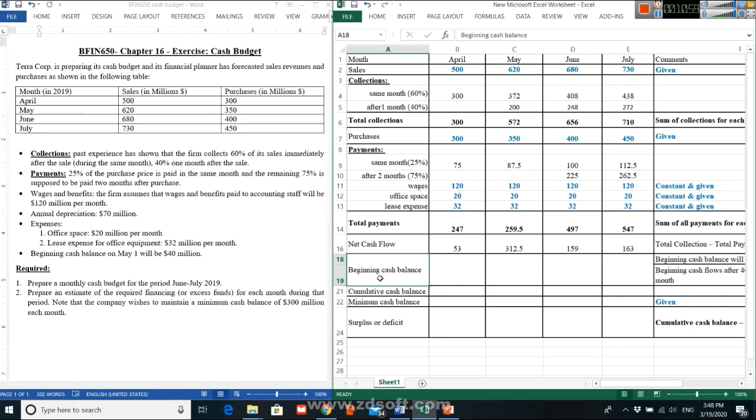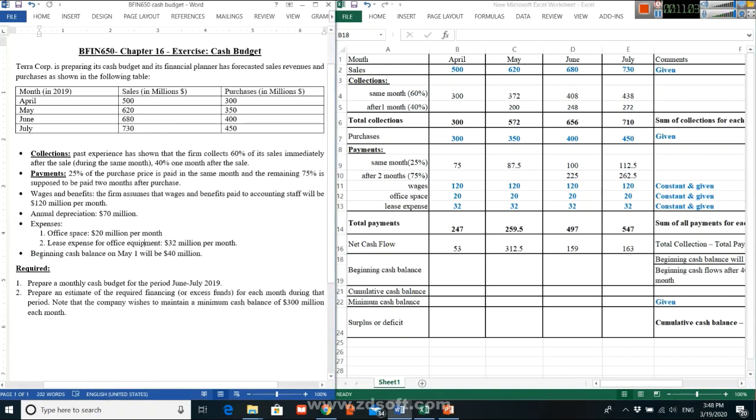Let's talk about the beginning cash balance. Let's read this statement, the last statement in the exercise. The beginning cash balance on May 1st will be 40 million. So at the beginning of May, the cash balance was 40 million. So we have to write here in May the 40 million. Okay, so at the beginning of May, we had 40 million.